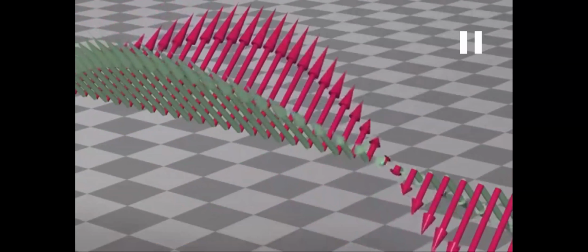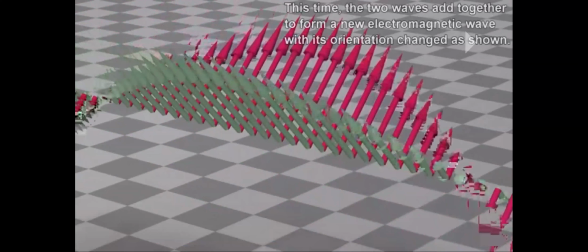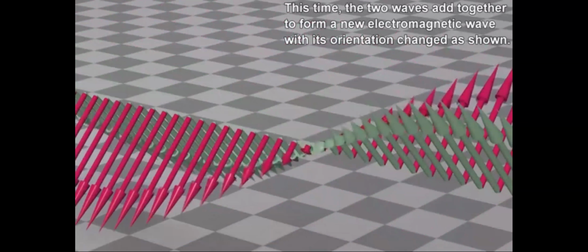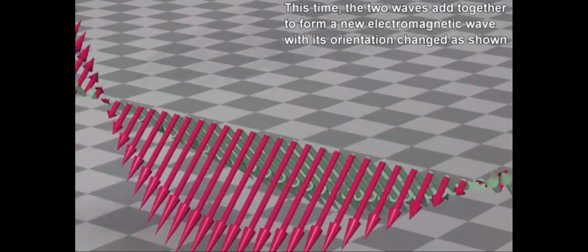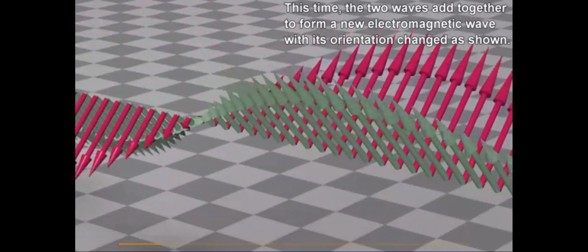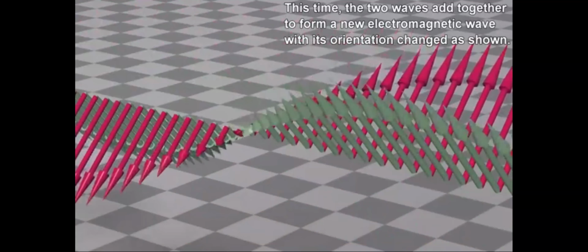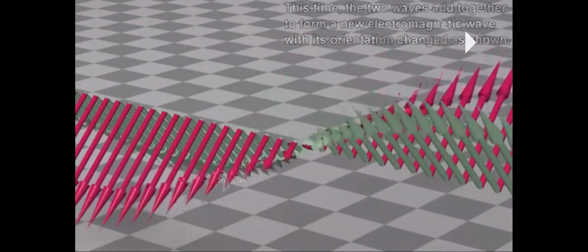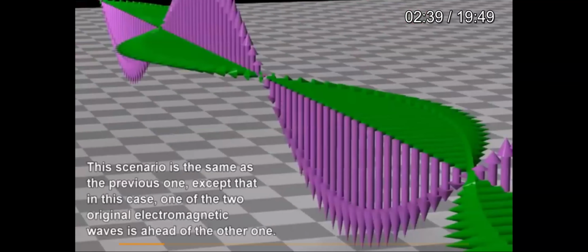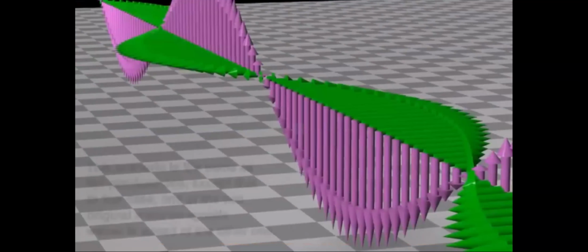Now this is how the wave looks. Can you see how the wave is? Every point is at a different angle. It feels like the whole thing is kind of like a circle. The two waves add together to form a new electromagnetic wave with its orientation changed as shown. There you can see that magnetic field. It feels as if it is rotating in a circle. We call it circularly polarized. Now look at the previous one. Now look at this thing. Both the waves are in phase.